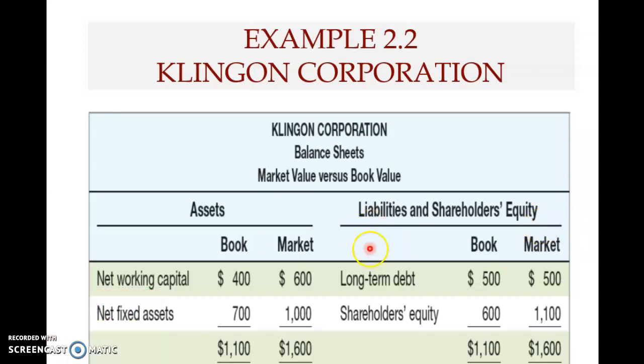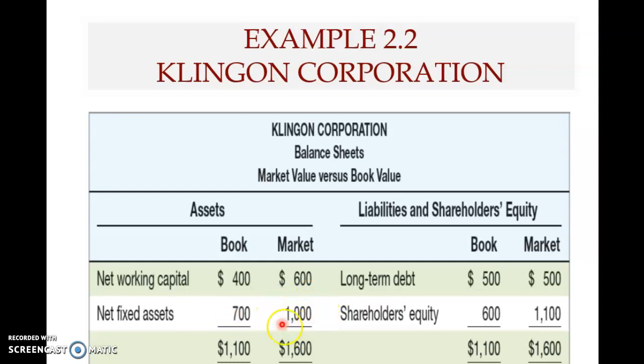Alright, so we're looking at the difference between book value and market value with an example here for Klingon Corporation. Okay, we're looking at long-term debt. The book value and market value is likely to be similar, almost the same. Here you find there is a slight difference. The major difference would be here for net fixed assets. The book value would be 700 and the market value is about 1000. So the difference in net fixed assets between book value and market value is likely to be high. In this case it's positive, meaning the market value is greater than the book value.